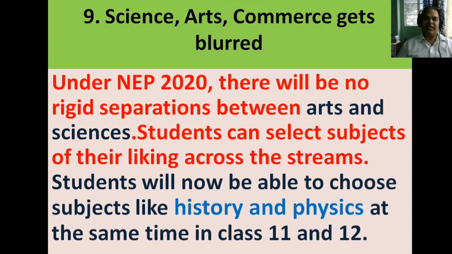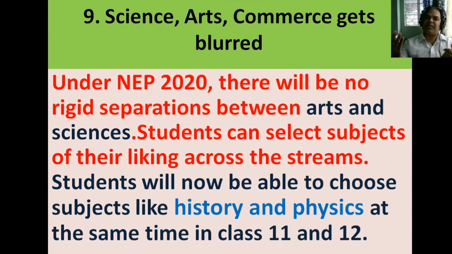Now you can see here, after class 10 mostly the students are confused about what to do, what not to do, what to take, what not to take. Science, arts, commerce options are in front of them, but in this new policy, science, arts, commerce gets blurred. Their importance is now reduced. Under the new education policy 2020, there will be no rigid separation between arts and science.